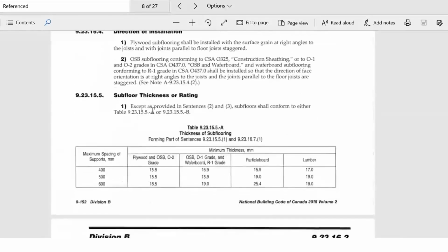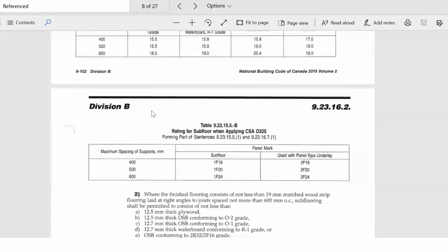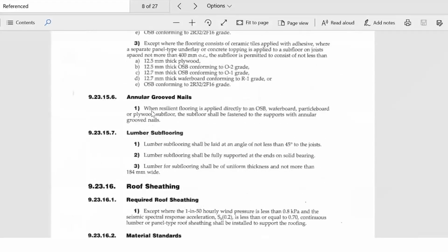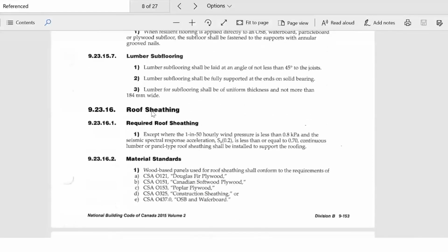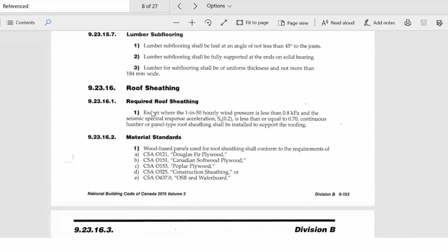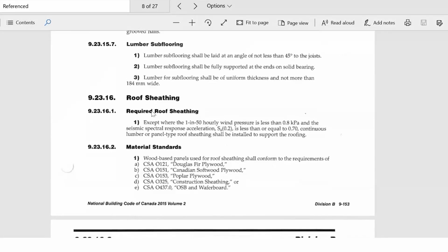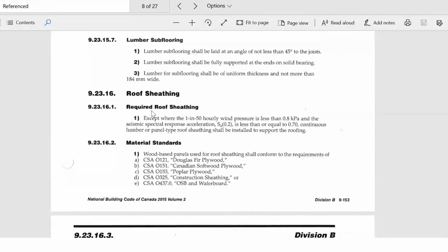specification of how to install, thicknesses, limitations in spacing, in nails, in attachments, designs of connections, lumber subflooring. Lumber subflooring shall be laid at an angle of not less than 45 degrees to the joist. So lumber subflooring shall be fully supported at the ends on solid bearing, and lumber for subflooring shall be of uniform thickness and not more than 184 millimeter wide. So that's if you're using lumber subflooring.